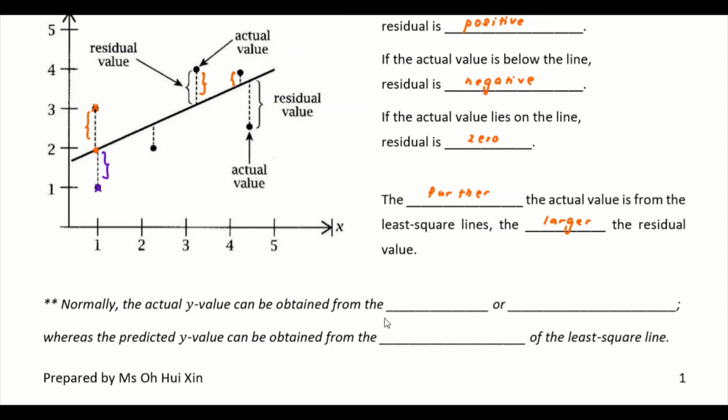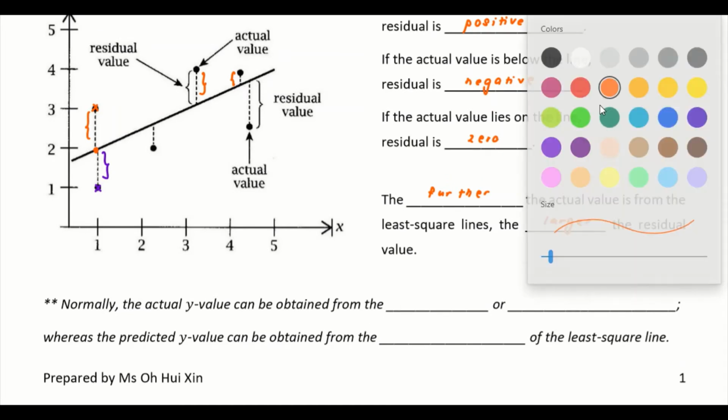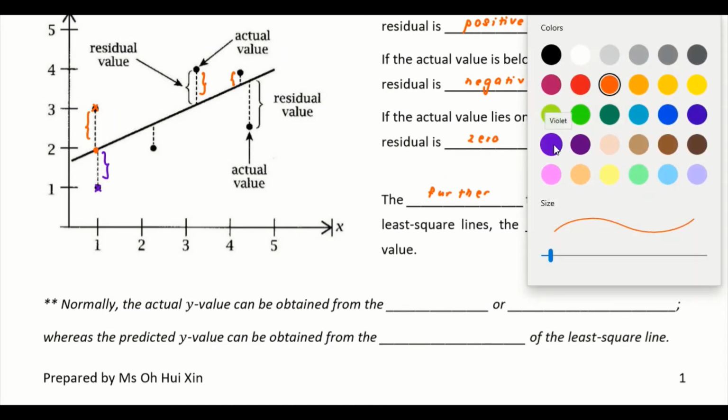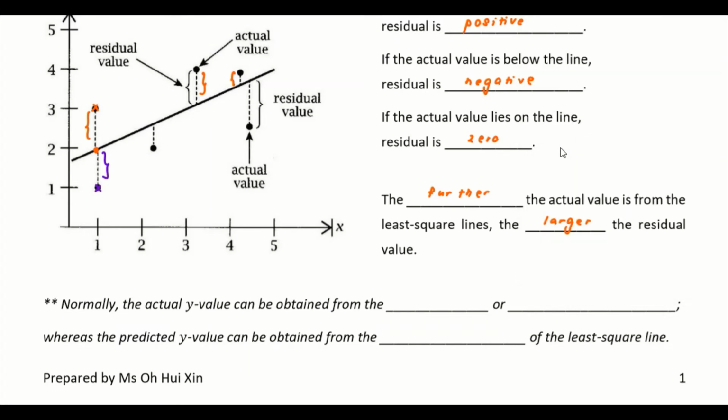Okay, so normally how do we get these two values? When we try to find the residual, we need the predicted value and we need the actual value, right? How do we get these two values? Normally we can get the actual value from the data table. This is the main resource that we will be using.